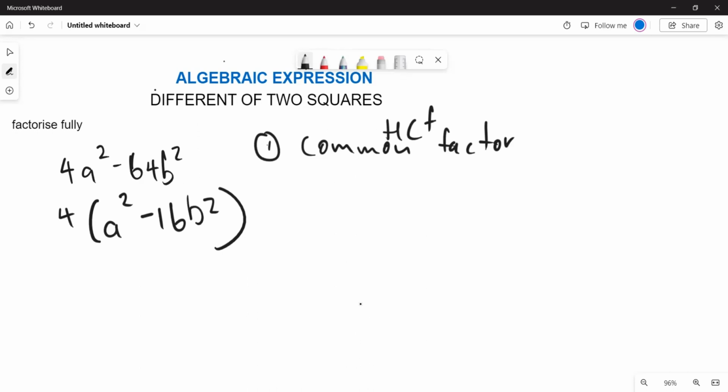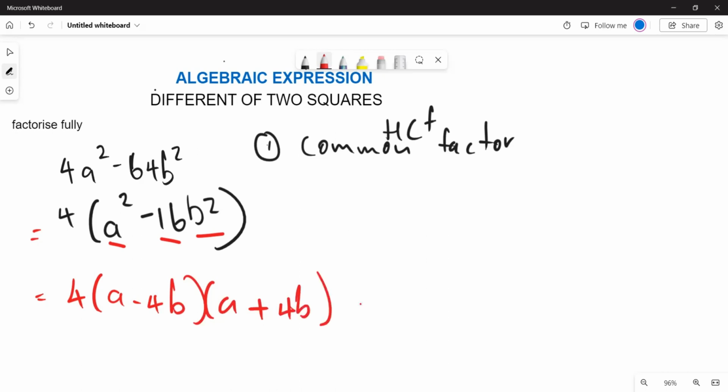Now, what can you do? Can you see that a squared, 16 and b squared are square numbers, right? So this is going to be 4 into a subtract the square root of 16, which is 4b, and then a plus 4b altogether. Then you have factorized this fully, right?